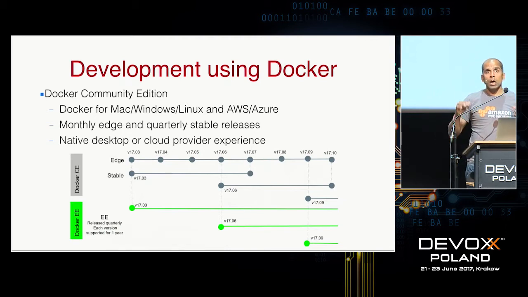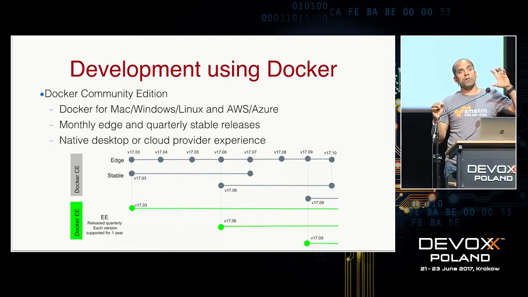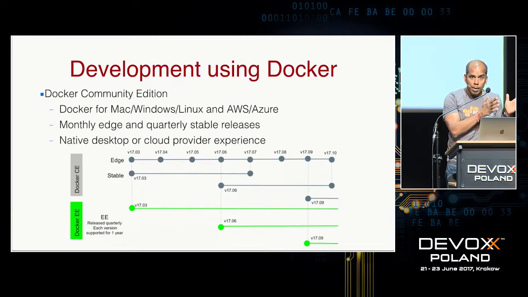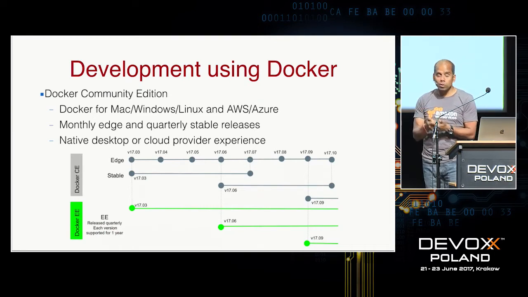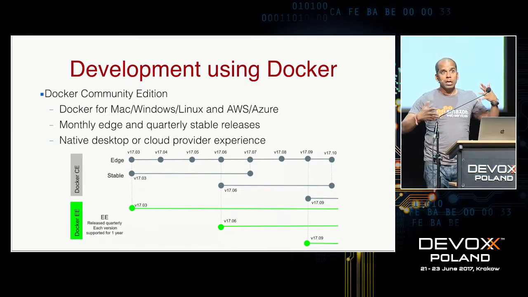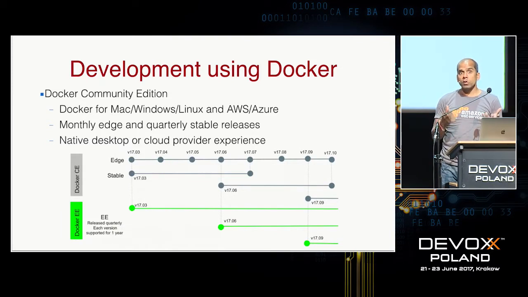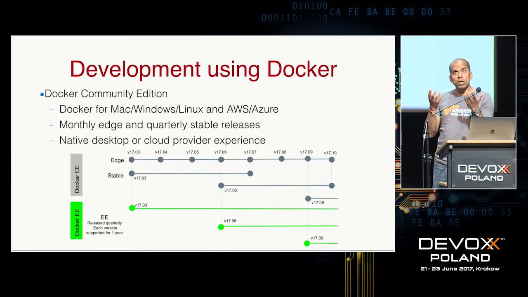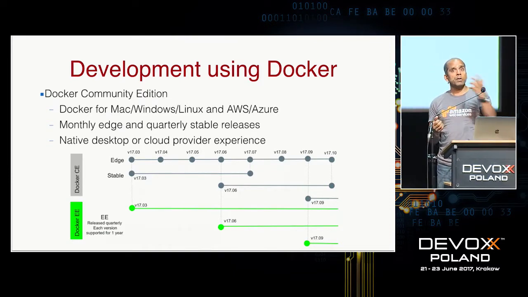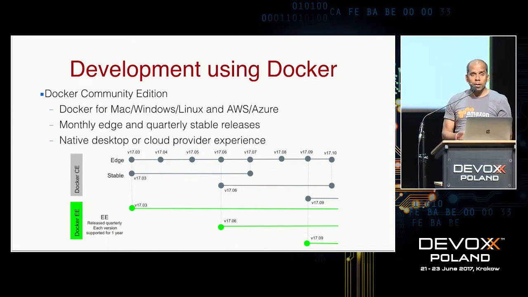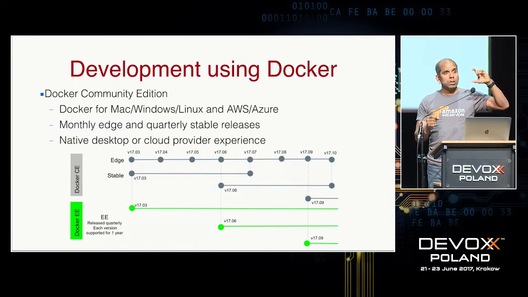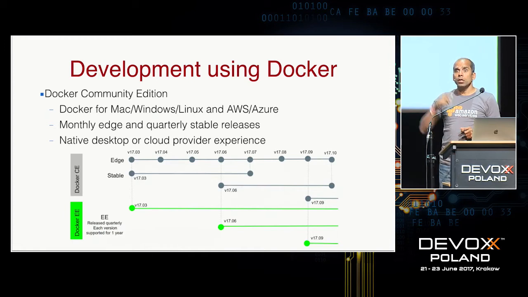Now, when you're doing development, you have the option to say, I want Docker for Mac, Windows, or Linux. Because Mac is something that you do development on. That's not something that you go to production with, essentially. Windows and Linux you can go to production with. And then, of course, you could do your development on AWS and Azure as well. So in that sense, you can download Docker Community Edition for Mac, Windows, Linux, and AWS or Azure. We'll talk about the AWS part in a second. Now, if you download Docker CE, or the Community Edition, the releases are done on a monthly basis. Those are bleeding edge releases.